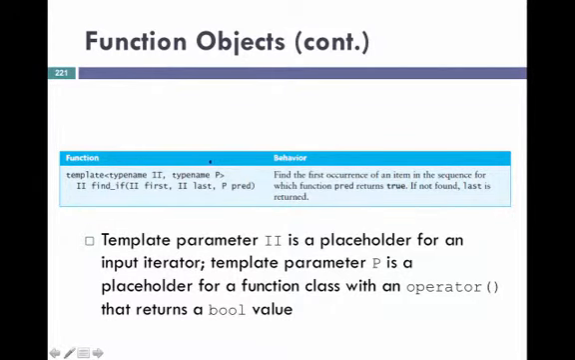So here's another function and its behavior. This finds the first occurrence of an item in the sequence for which the function pred returns true. If it's not found, last is returned. So the template parameter II is a placeholder for an input iterator, and the template parameter P is a placeholder for a function class with an overloaded operator function that returns a Boolean value.